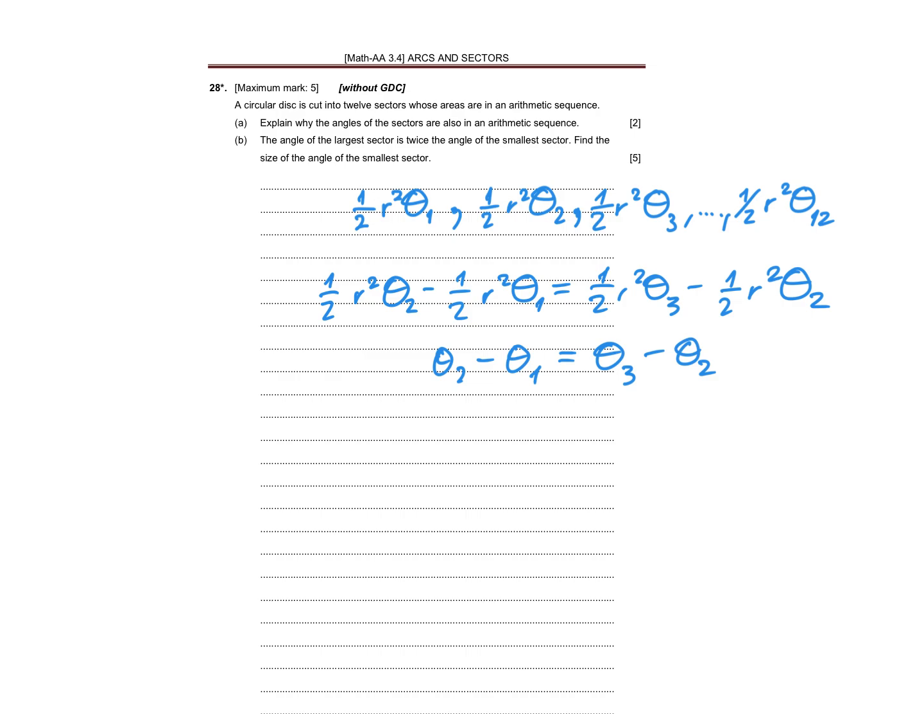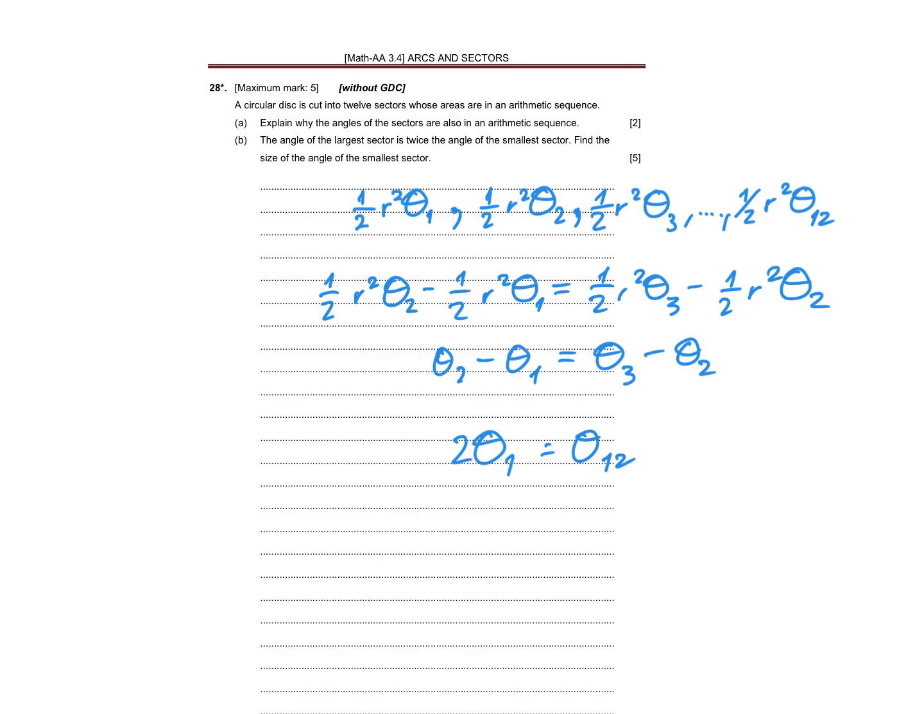And this, so twice that angle is going to be equal, I don't think we can write it like that. So twice theta 1 is going to be equal to theta 12. So you're not going to be able to use the nth term at all because you don't know the difference between the two. And that would give you two variables to solve for, and you can't do that.